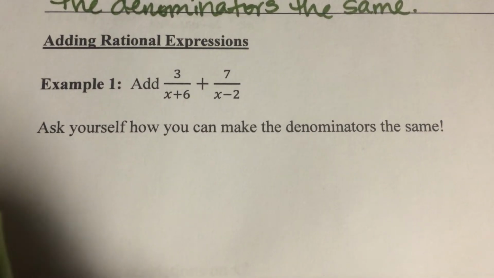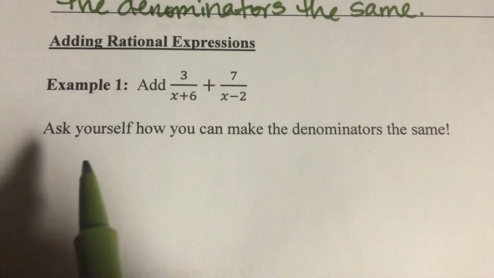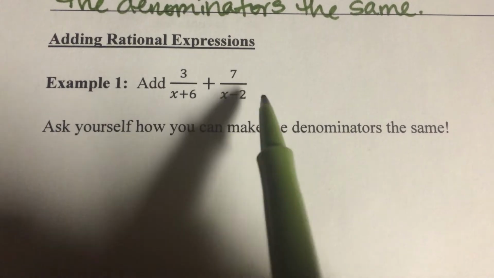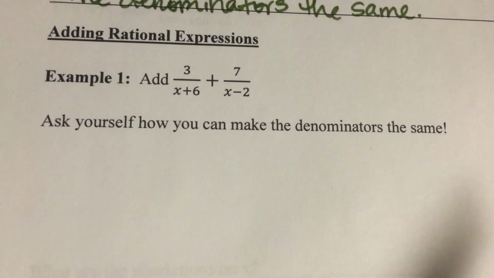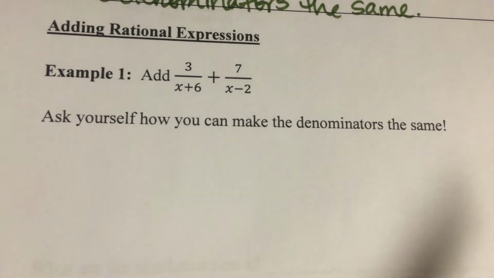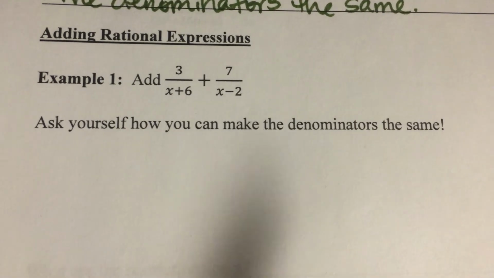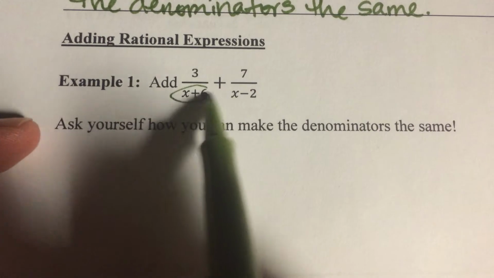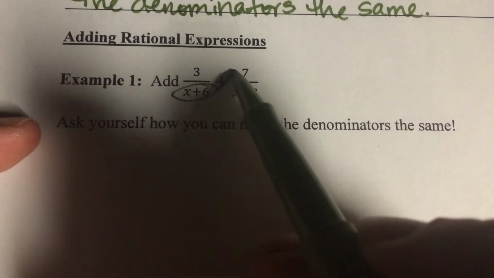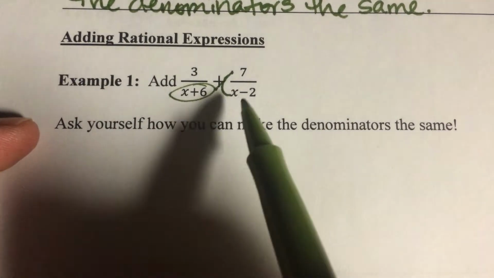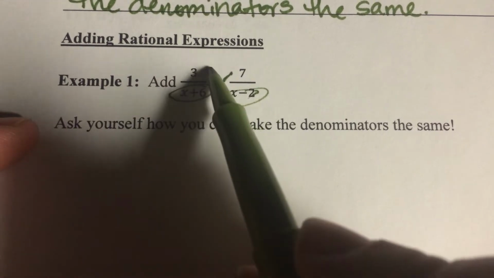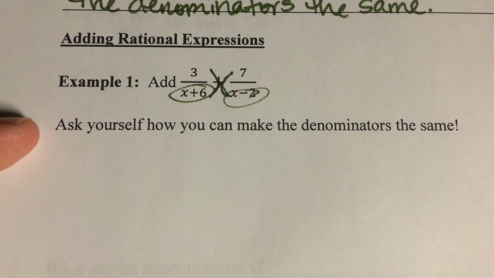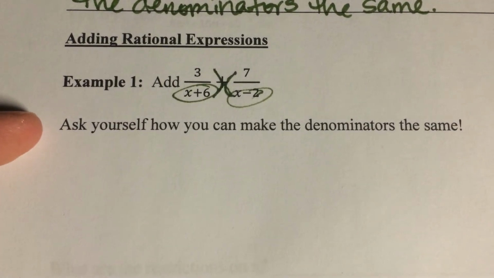One thing that I taught my students last year was this thing called the butterfly method. So if we're trying to get x plus 6 and x minus 2 to be the same denominator, the smallest common denominator is just going to be the two of those multiplied together. So we're going to take x plus 6, multiply it by the top and the bottom, and then x minus 2, multiply it by the top and the bottom. It also kind of looks like hockey sticks.